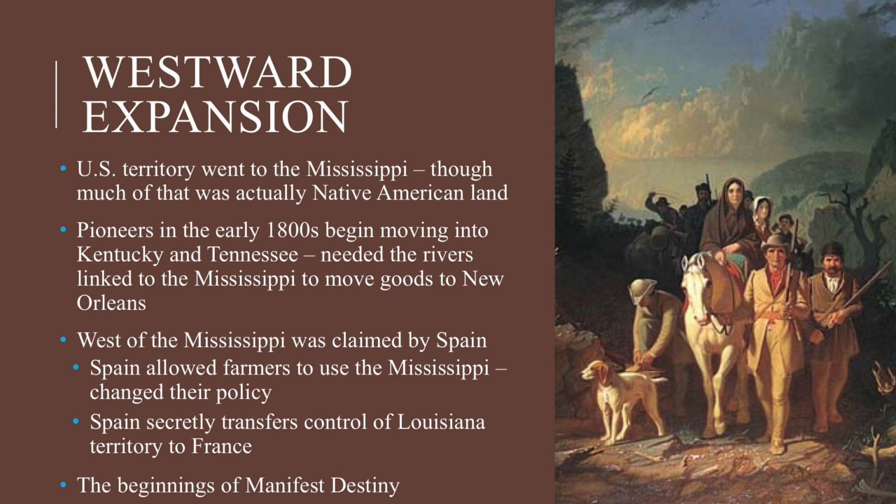In previous treaties, Spain allowed the farmers to use the Mississippi River, but they began to change their policies, and Spain secretly transferred control of Louisiana Territory to France. This westward migration and the purchase of the Louisiana Territory would be the beginning of manifest destiny, or the idea that the United States should stretch all the way to the Pacific Ocean.